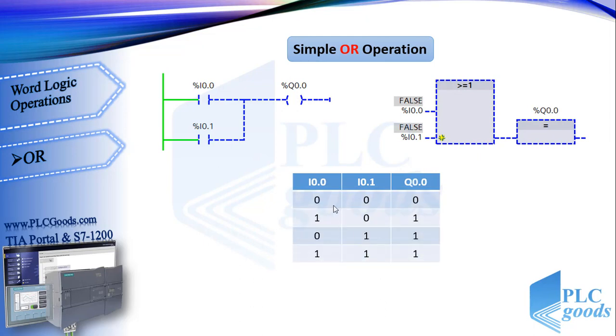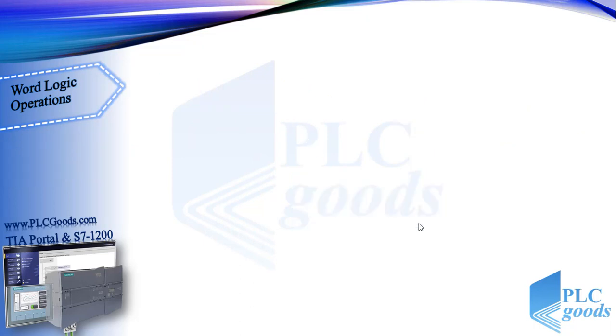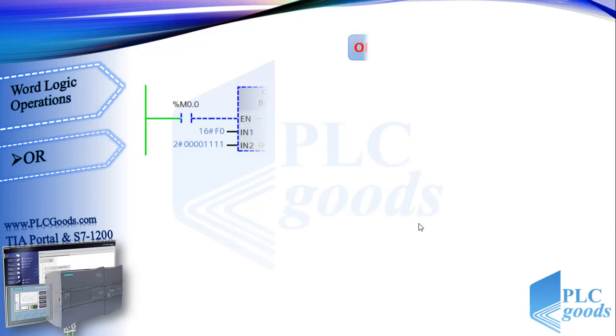Next instruction is OR logic. We know, in the OR logic, the output is 0 only if both inputs are 0. In other words, the output is true if any of the inputs is true. Also we can have OR logic for byte, word, and double word addresses.